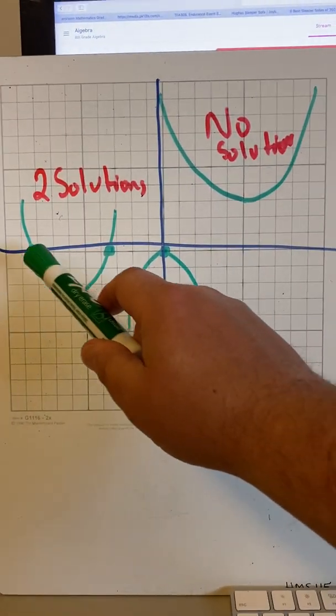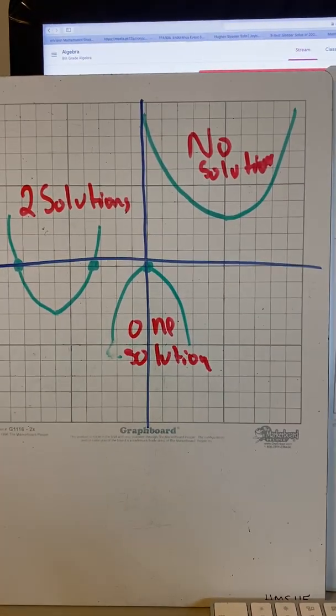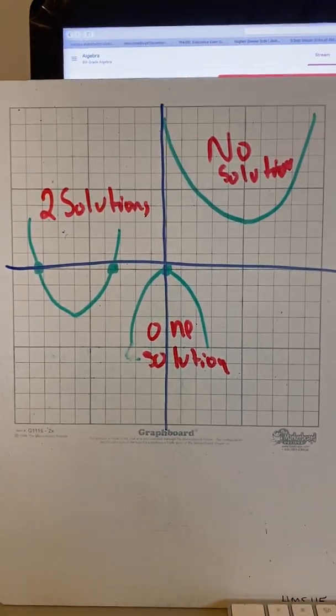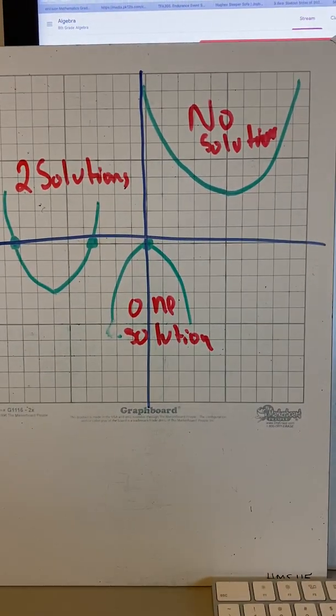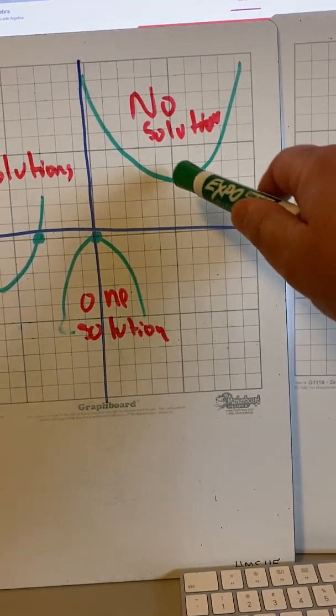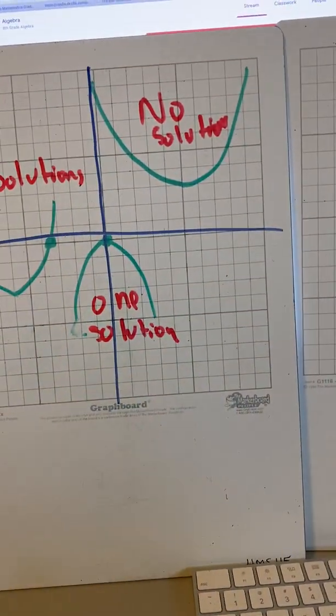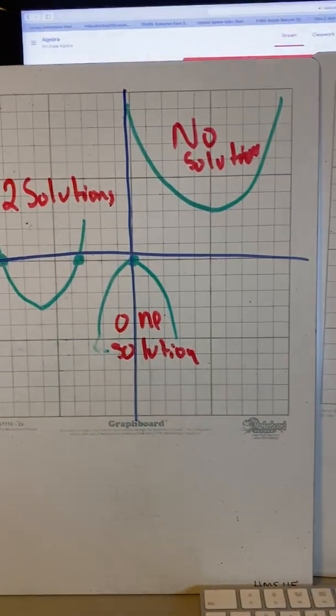Two solutions is any graph that has two x-intercepts. That's all you're looking for. When they're saying they want solutions, they just want x. This one has one solution because the vertex is the solution. It's the only part that touches the x-axis. And then there's the kind that open up or down, but they do not intersect the x-axis. That means there's no solutions.